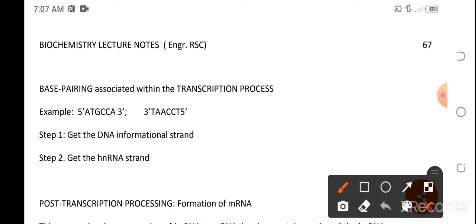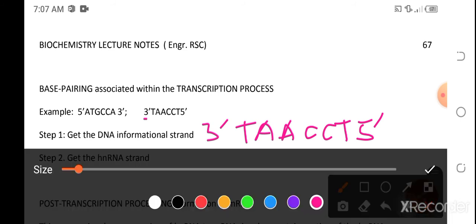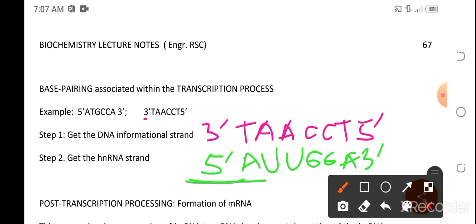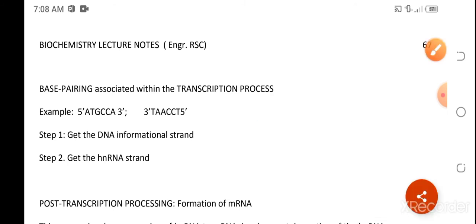Okay? Another example, so this is 3' TAA CCT 5'. If this is the DNA, the hnRNA that will be produced would be 5'. T will still base pair with A, A will be with U, G, and A, 3'. Okay, so that would be the hnRNA strand that could be produced during transcription.